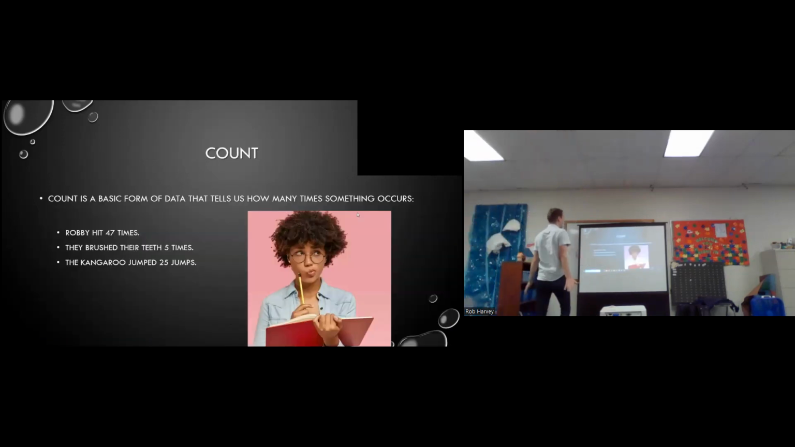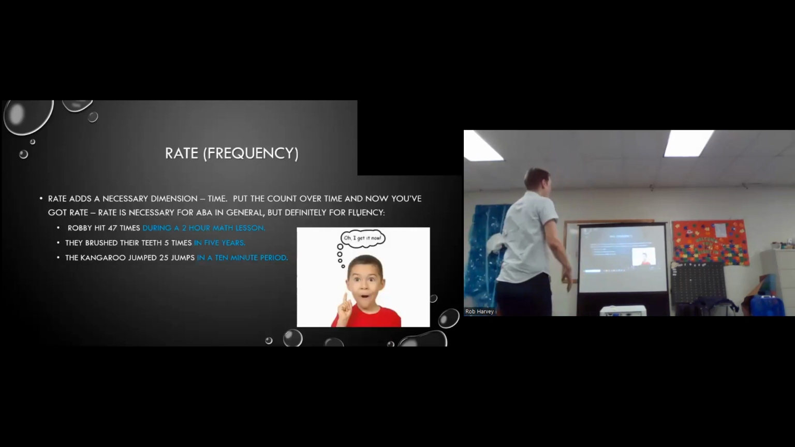So the other thing we want to make sure we establish is how we take data. Count is the simplest form of data tracking, and you're just counting behaviors. Robbie hit 47 times, they brushed their teeth 5 times, kangaroo jumped 25 jumps. So it's information. It is data, okay?